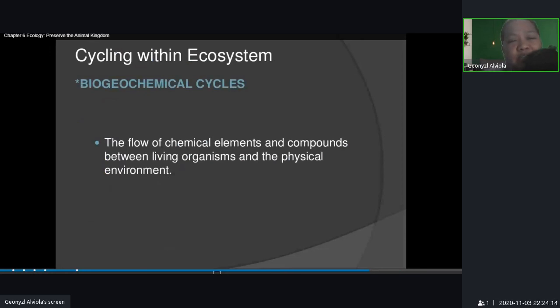So one importance of the biochemical or geochemical cycle is to recycle the nutrients taken from the environment, and they should be returned back to the environment so they will be reused for the next consumption. Because if there is no nutrient cycle, the nutrients will never be replenished. So all of us will die out.